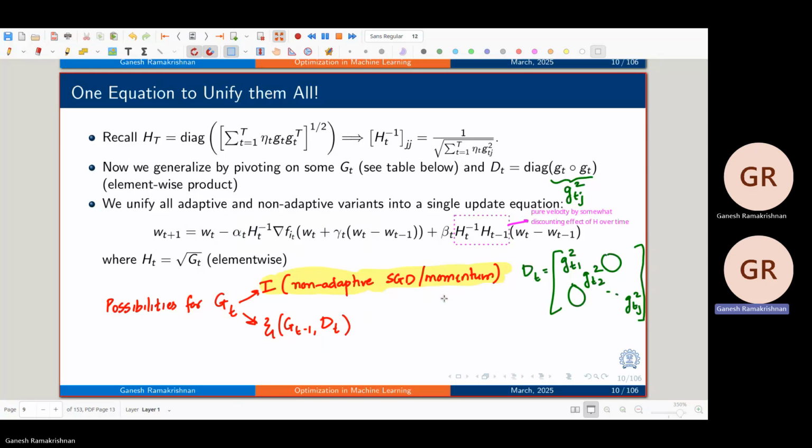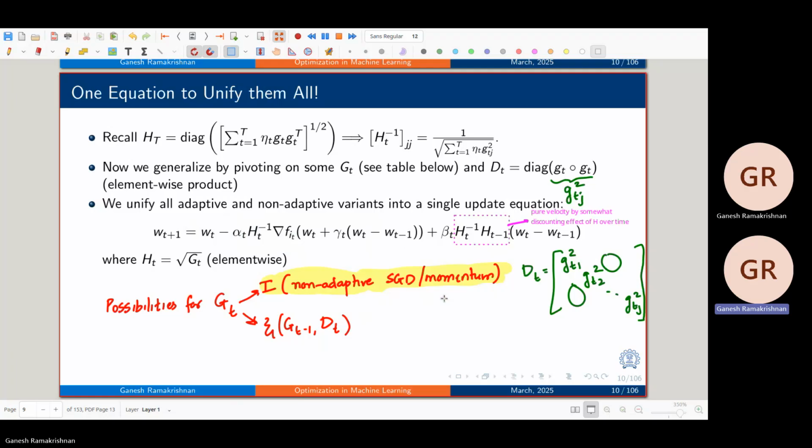Obviously you'll get SGD. SGD is one in the table where you would expect GT to be the identity. The GT will be identity for SGD. And for all others, GT should be, so SGD.